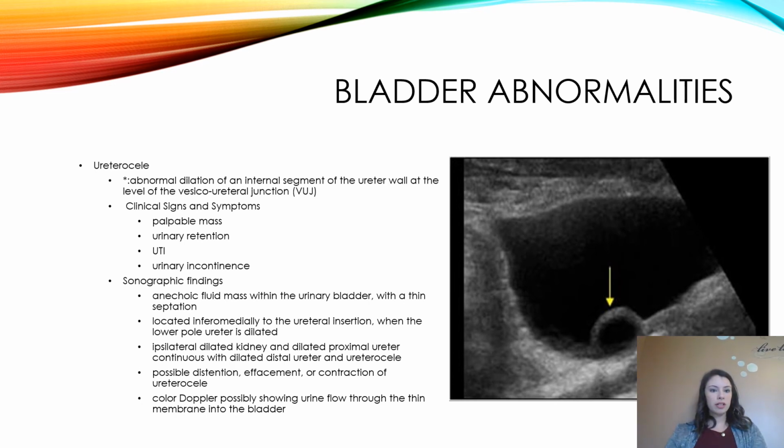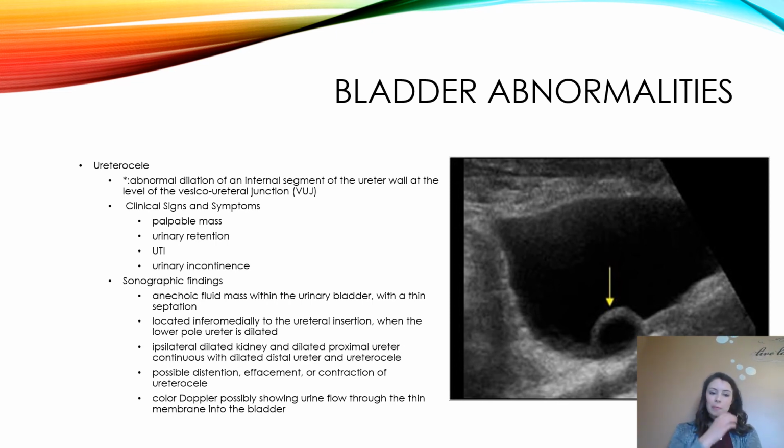A ureterocele. This is abnormal dilatation of the internal segment of the ureter wall at the level of the vesicoureteral junction. Clinical signs and symptoms are a palpable mass, urinary retention, a UTI, or urinary incontinence.